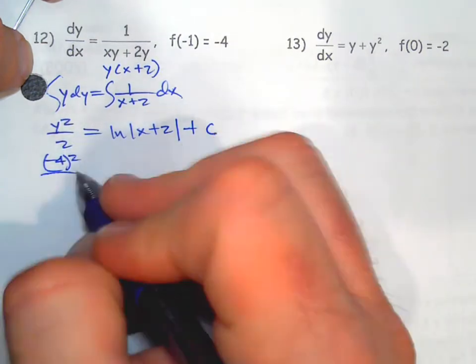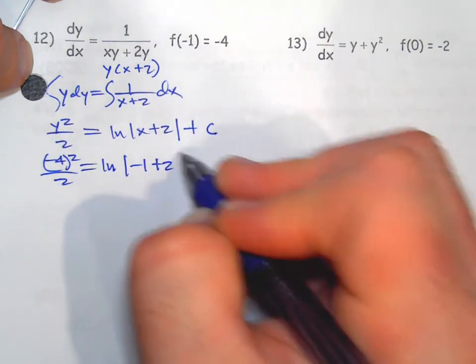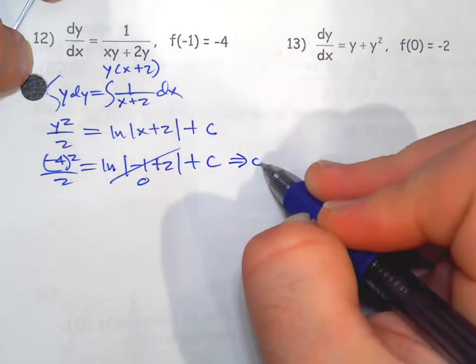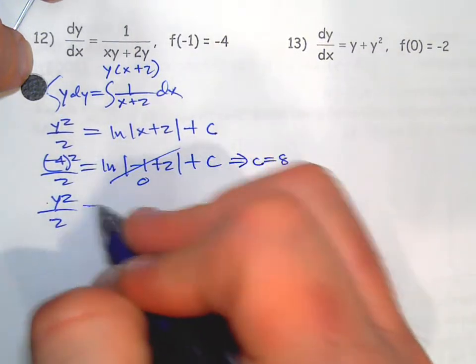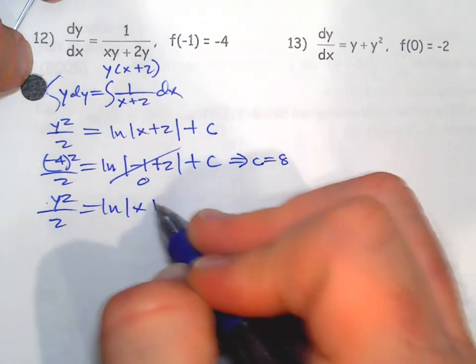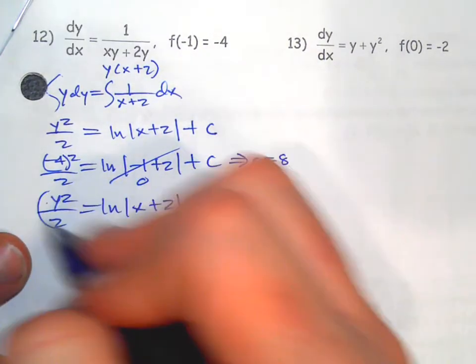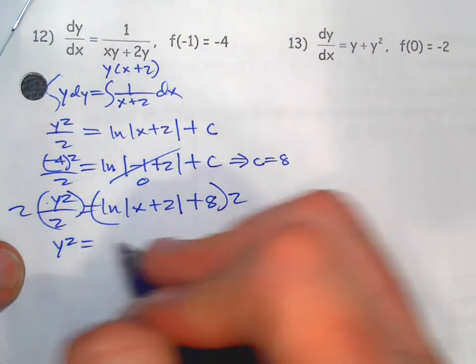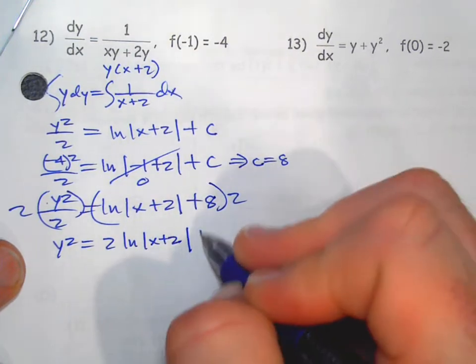Negative 4 in for the y. Negative 1 in for the x. Natural log of 1 is 0. c equals 8. And rewrite it. y squared over 2 equals natural log of the absolute value of x plus 2 plus 8. Multiply both sides by 2. y squared equals 2 natural log of the absolute value of x plus 2 plus 16.